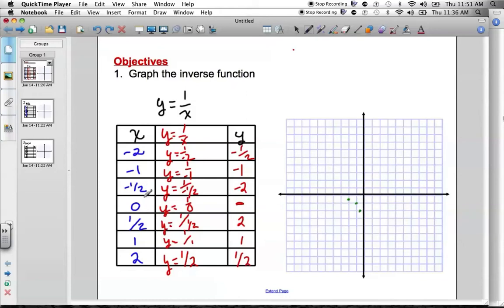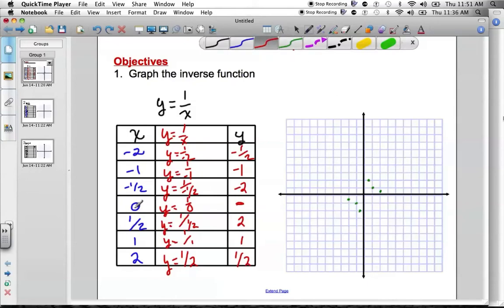If we go to this next ordered pair, it will be 1/2, 2, so we're going to go right 1/2 unit and up 2 units. 1, 1, so we're going to go right 1 and up 1, and 2, 1/2, so we're going to go right 2 and up 1/2 unit. Now, I say this is interesting, or to a math teacher at least it's interesting, because here's what's going to happen.